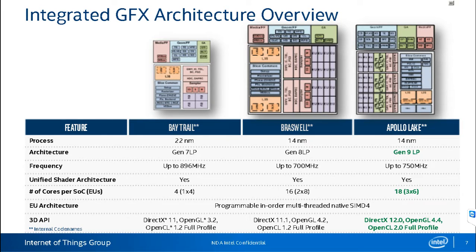Also on 3D API, we include DirectX 12, OpenGL 4.4, and OpenCL 2.0 full profile. This, for sure, gives more performance because we are using the next generation. Gen 9 LP is the same graphics used in Skylake. Also, it increases the performance with more execution units. And for the 3D API, we are following the capabilities from the industry alignment that supports the demand from our customers.